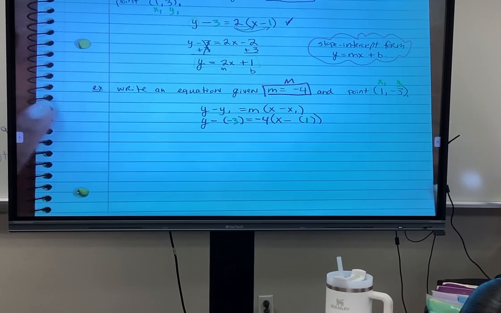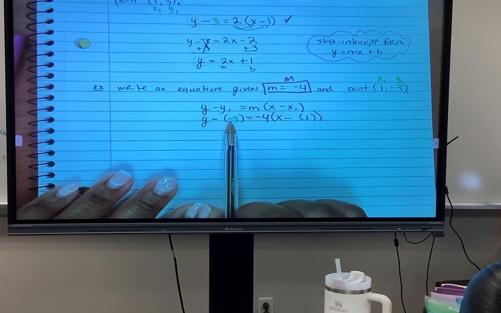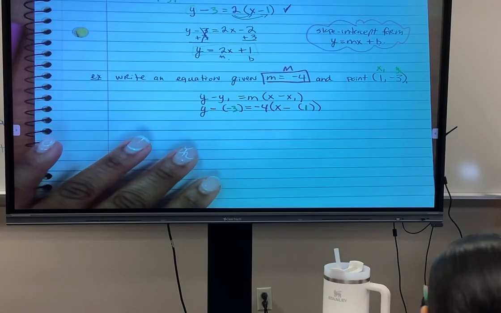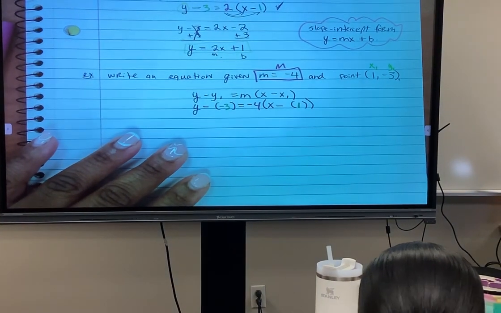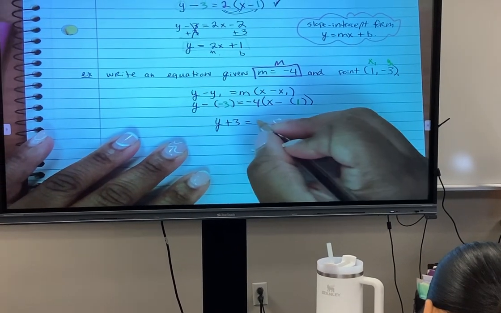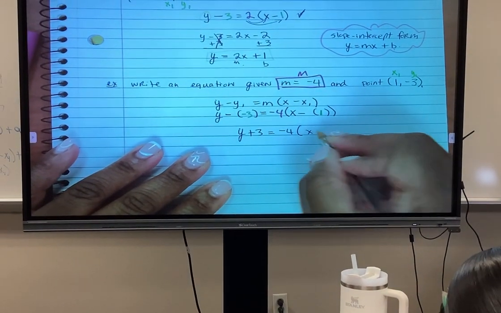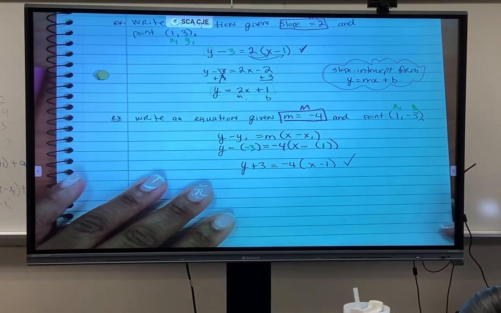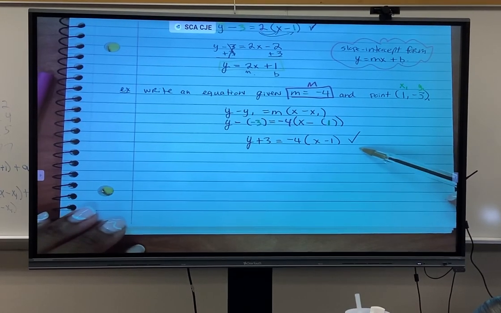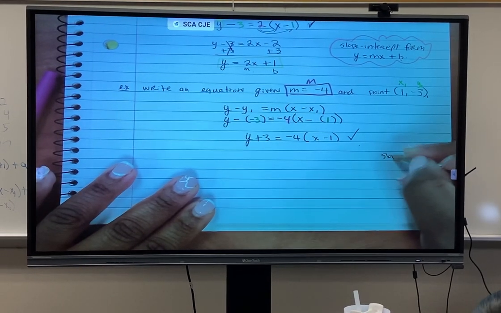From here, it's just about simplifying. Notice here we have y minus -3. We remember that double negatives just means positive. So this is y plus 3 equals -4 times, and this is not a double negative, so we're just going to write x minus 1. All right, this is good enough. It's point slope form and it's simplified. Do we feel good about this? Yes. Very good. But what if we want to put it in slope-intercept form?